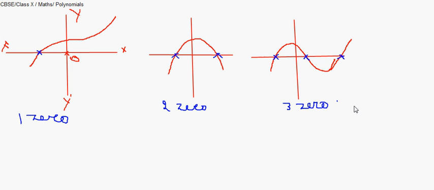In the further sessions, we will be taking up the relations between the zeros and the coefficients of the polynomial.